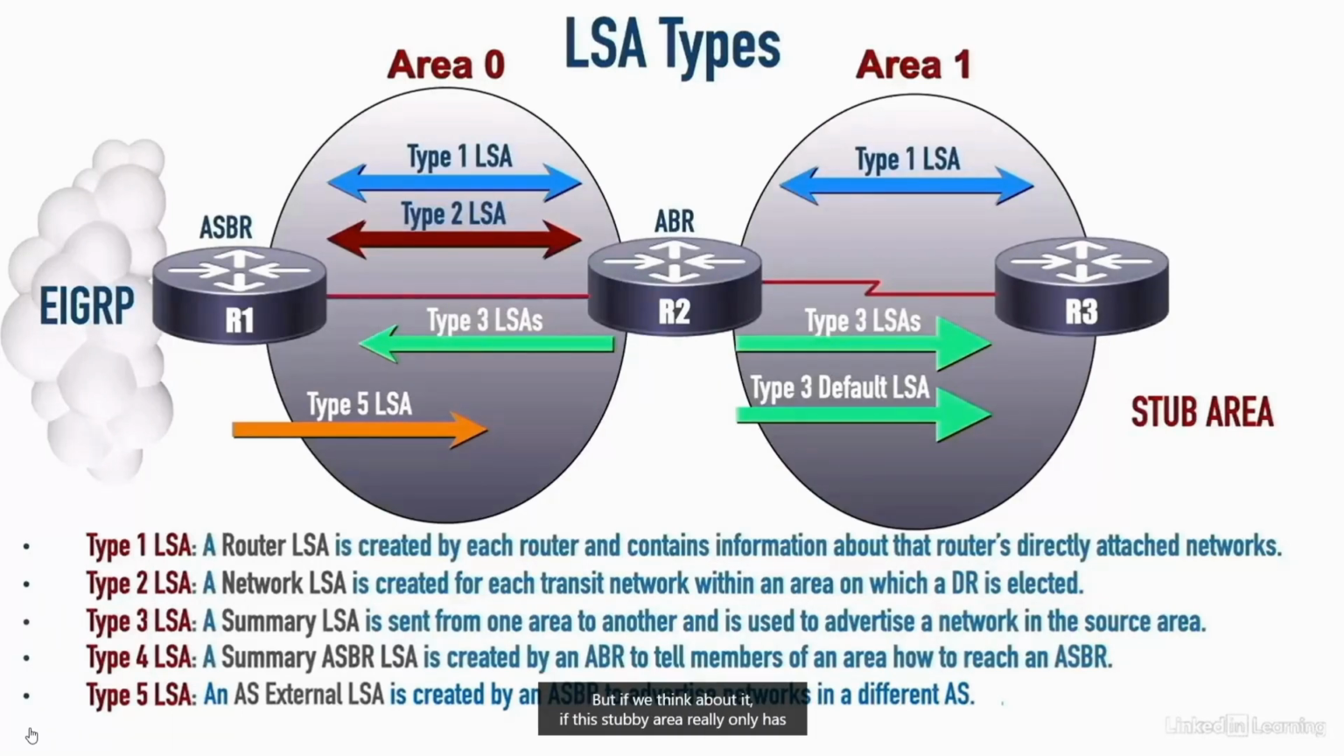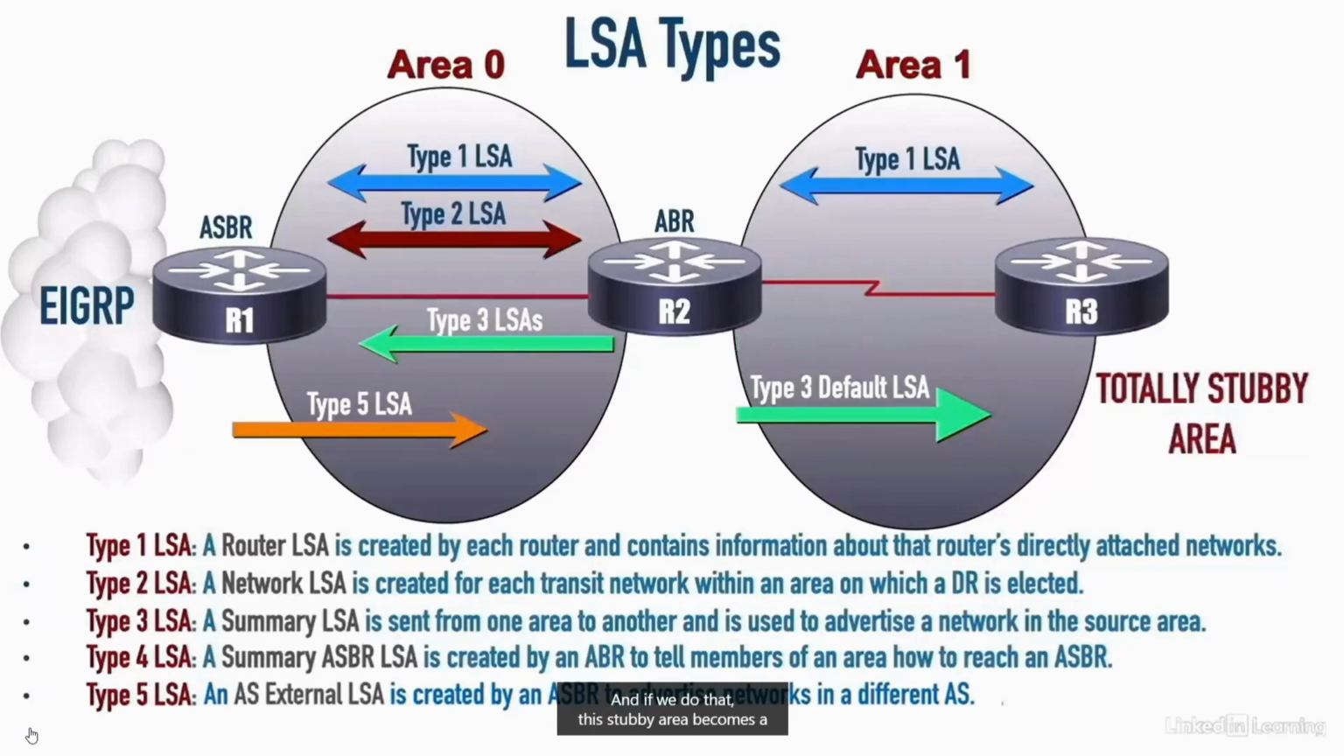But if we think about it, if this stub area really only has one way to get out to the rest of the world, including Area 0 networks, why don't we just send that single Type 3 default LSA? That's going to reduce the number of Type 3 LSAs that we need to flood into Area 1. And if we do that, this stub area becomes a totally stubby area. Now we're sending this default Type 3 LSA into Area 1 saying, if you don't have it in your area, go here.